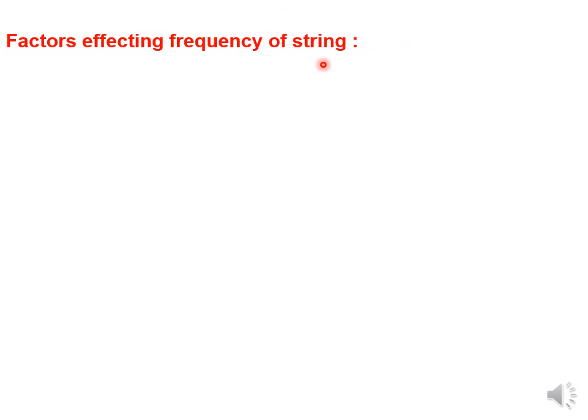Factors affecting the frequency of a string. Number 1, the number of segments n. n equals mode plus 1. The mode in the fundamental tone is 0, so the number of segments equals 1. In the first harmonic, 1 plus 1 gives 2 segments. In the third harmonic, 3 plus 1 equals 4 segments. So the first factor affecting the frequency of a string is the number of segments n.